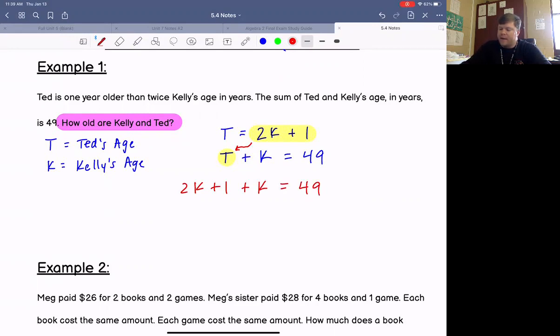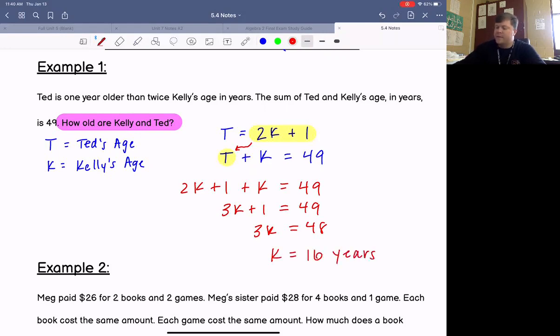Here we're combining like terms, so 3K plus 1 equals 49. Subtract 1 on both sides, 3K equals 48. We're just solving the equation the way that we've been solving. 48 divided by 3 is 16. So K is 16 years. So Kelly is 16 years old. All right, there is one of my answers, one of my variables.